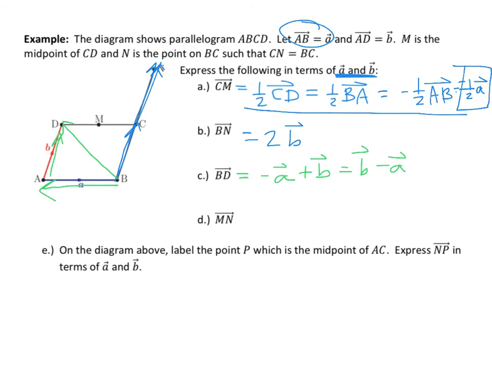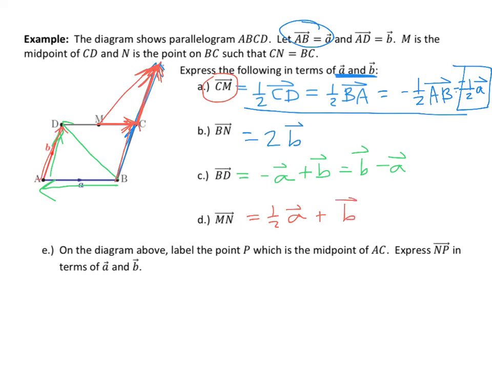Okay, let's look at MN. To get from M to N, I feel like I would want to do this and this. Well, what are those things? MC, actually, that's kind of funny. We did CM up here. We found out that that was negative 1/2 a, so this would just be 1/2 a. So 1/2 a plus this thing. Well, we already decided that was the same as that, which is the same as that. Oh, that's just b.